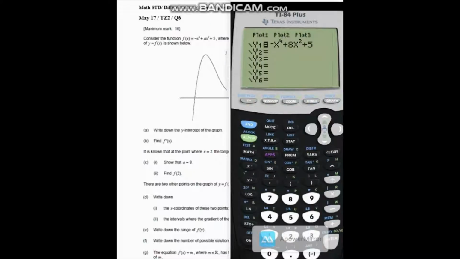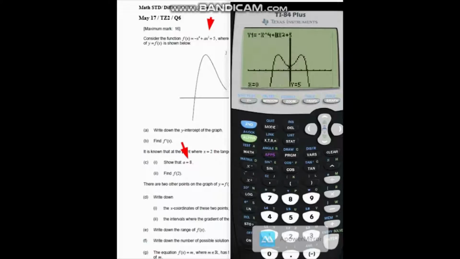So I've written down my equation on the GDC, substituting a for 8. There is my window for your reference, and there is what the function looks like. So to find f of 2, I press second, trace, value, and I insert 2, and the calculator tells me that f of 2 is 21. So that's your answer to C double I.